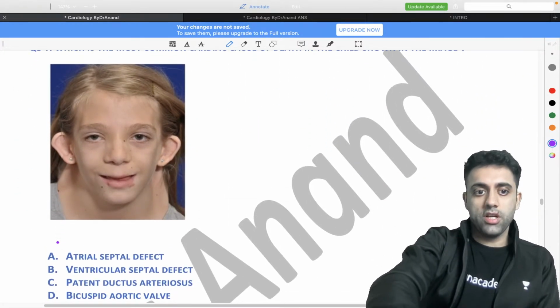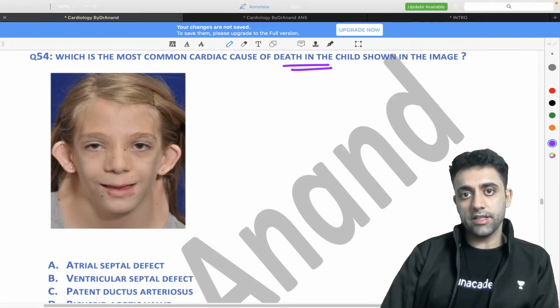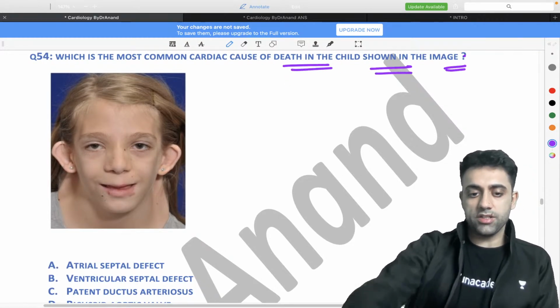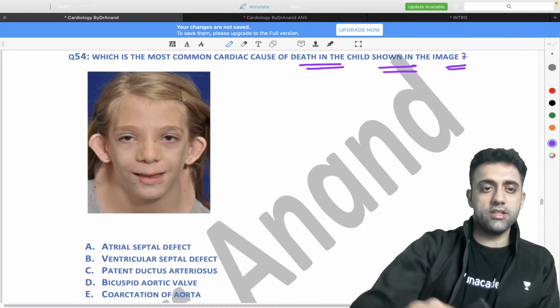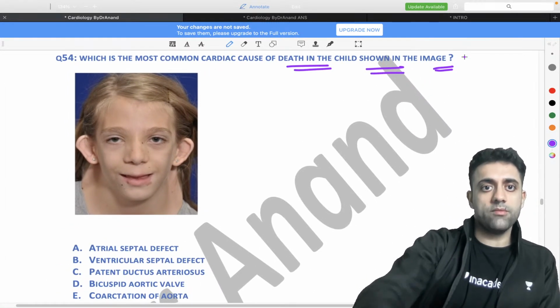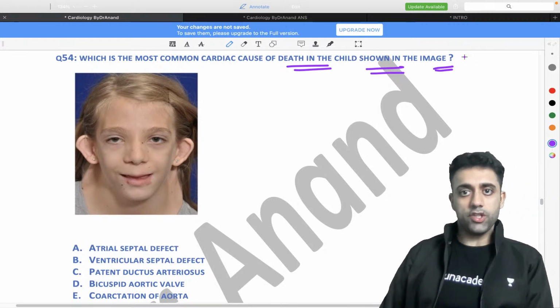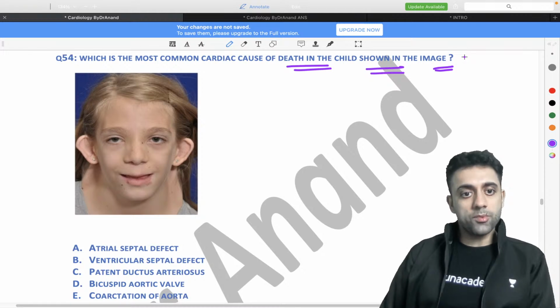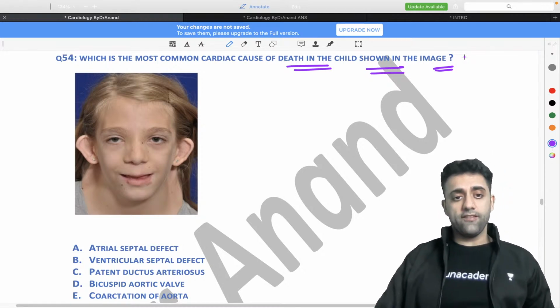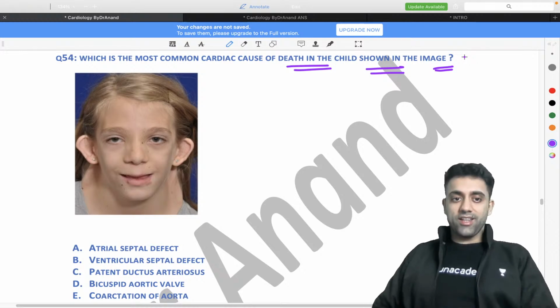Question 54. Which is the most common cardiac cause of death in the child shown in the image? I'll zoom out the picture a little. There are not many options, just these. The options are ASD, VSD, PDA, bicuspid aortic valve and coarctation of aorta.